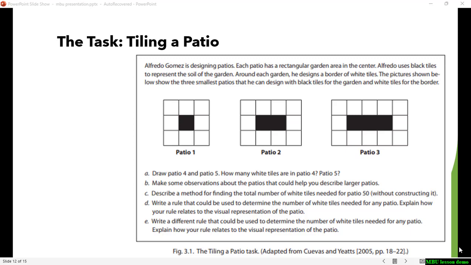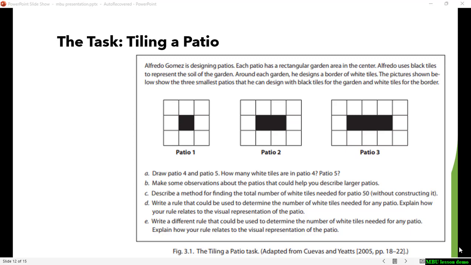Okay, so if you start off by drawing patio 4, patio 5, and then make observations about the patios, it could help you describe larger patios. So what's happening? You can make some observations. You could draw on your drawings, whatever would be helpful to you. Okay. And then from those, can you describe a method for finding the total number of white tiles needed for a patio 15 without making it? So I'm not asking you to draw something that's got 50 black tiles or black garden spots in the center.